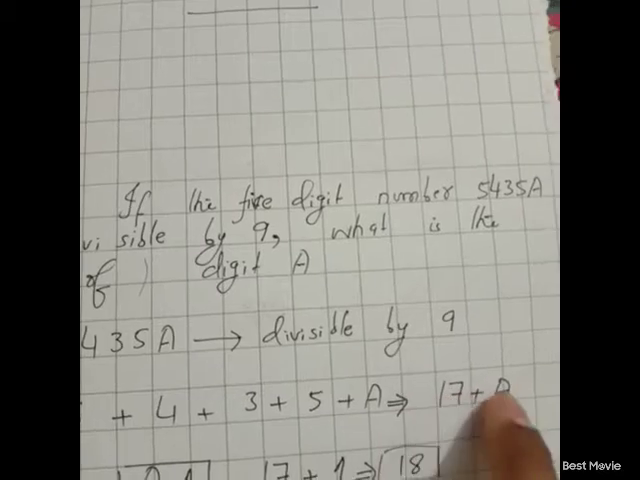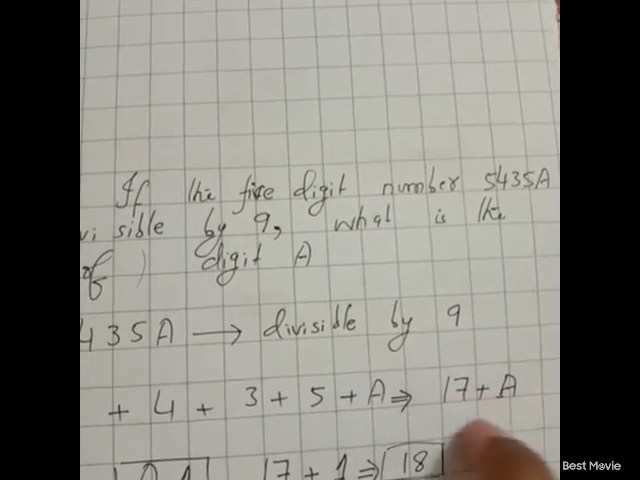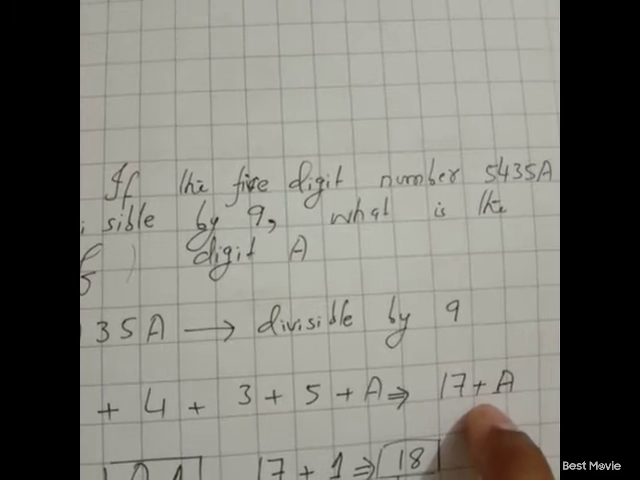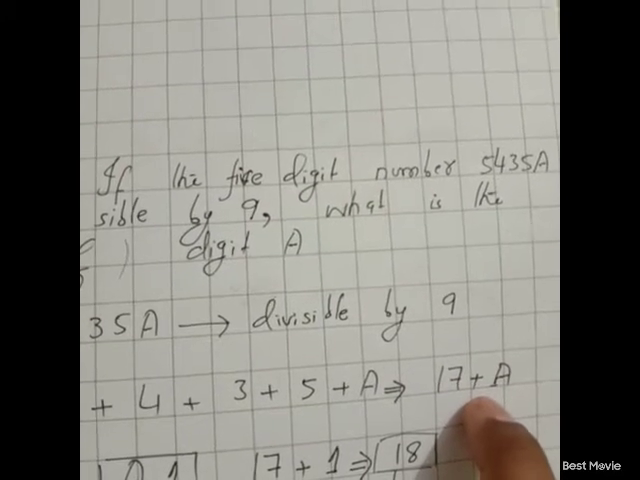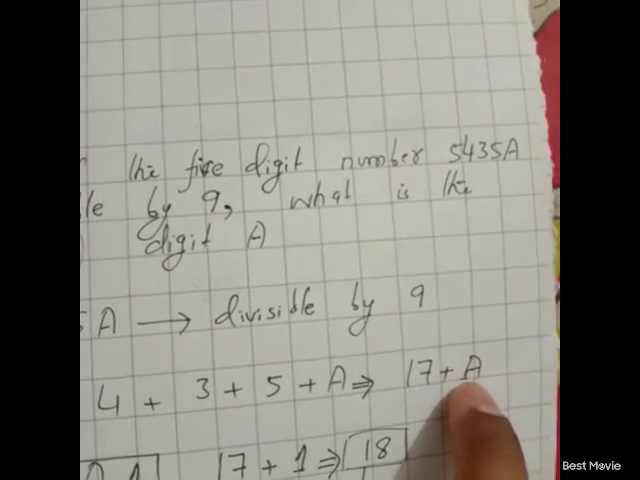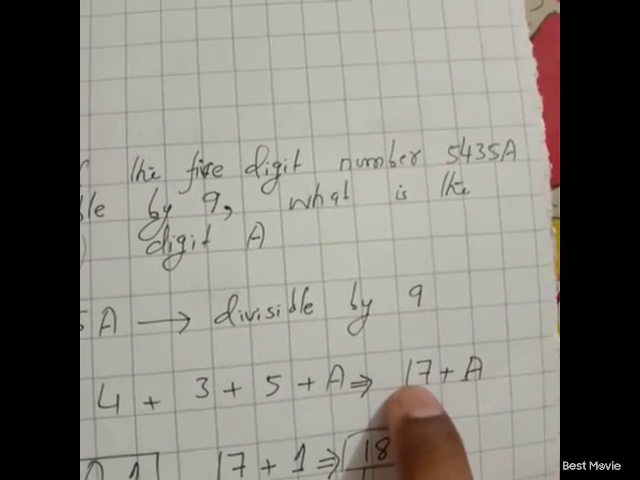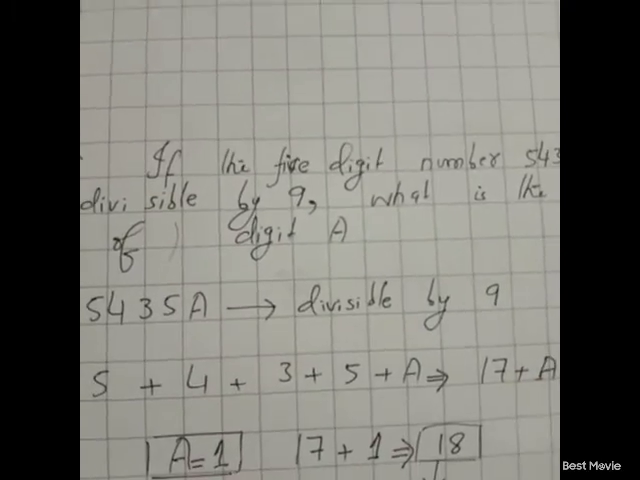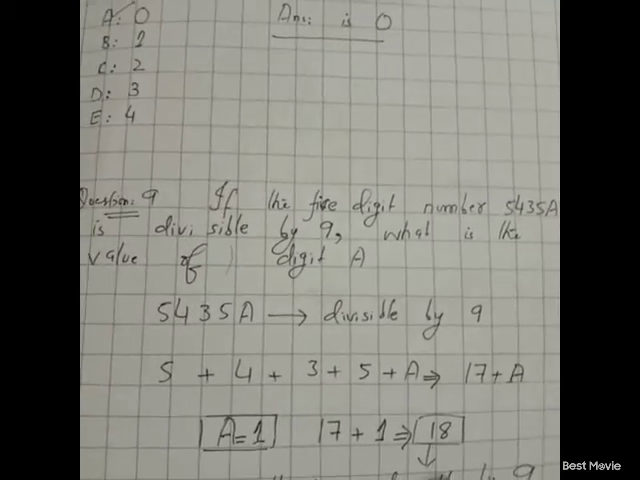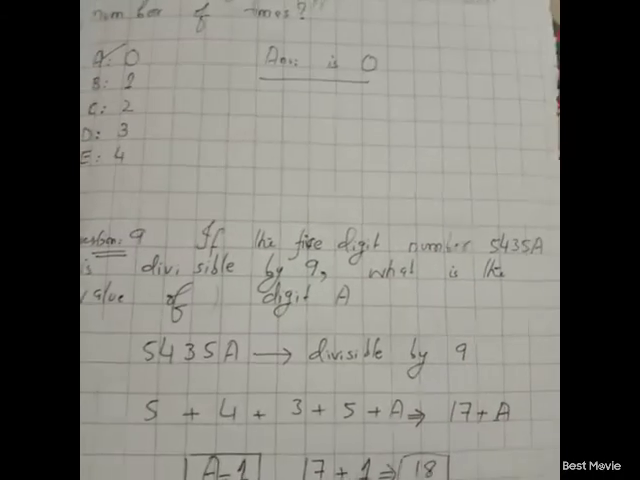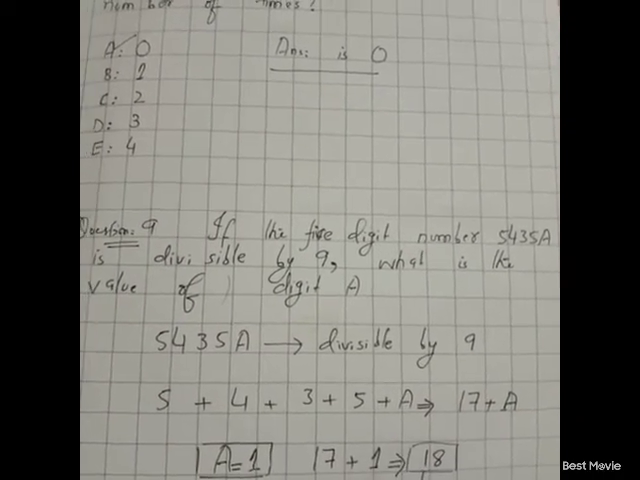Now 17 plus A must also be divisible by 9. After 17 there will be 18, and 18 is divisible by 9. So 17 is already there, then A will be equal to 1. So the correct answer will be 1, because 17 plus 1 is 18, and 18 is divisible by 9.